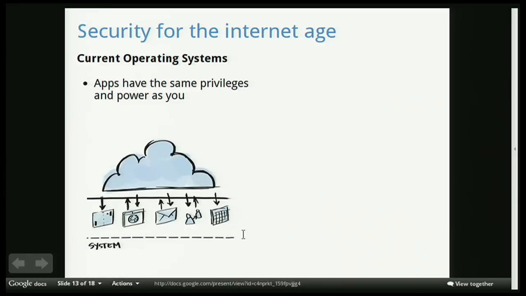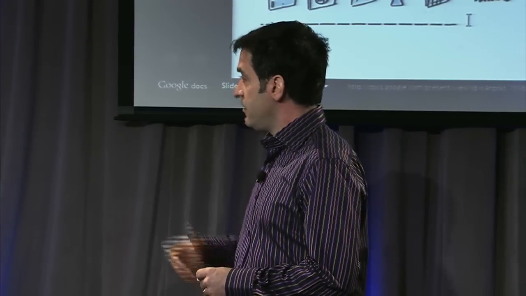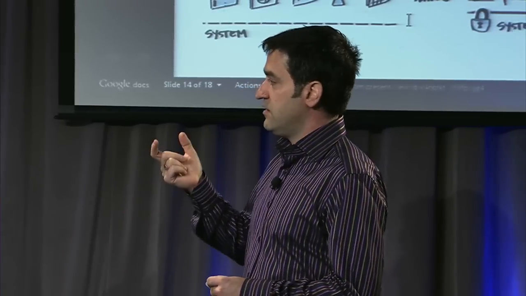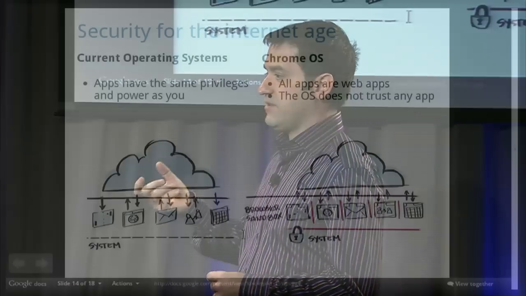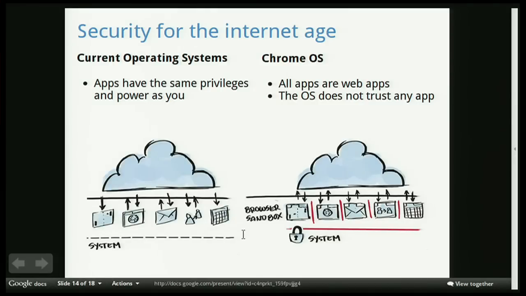It also leads users to have to make some very hard decisions on a conventional operating system. When you install an application, you're taking great risk. You have to make decisions about, do I trust this application? Where did I get it? Is it safe? And these are decisions that are hard for users to make good decisions about. In Chrome OS, we've taken a very different approach. As Sundar mentioned, all of our applications, all the end user applications, are web applications.